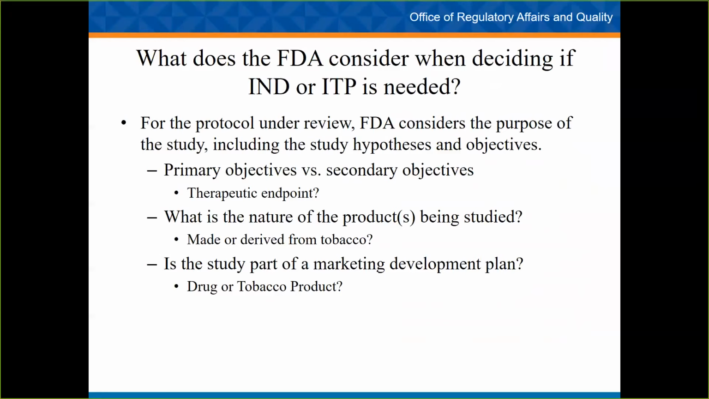Also, what is the nature of the product being studied? Is it actually made or derived from tobacco? If you're administering some substance to mimic the effects of tobacco, this would be a drug study and it may require an IND. And is the study part of a marketing development plan? Is it for a drug or tobacco product? So if you're planning to market as a tobacco product, they may help you change your study so it fits better under an ITP.